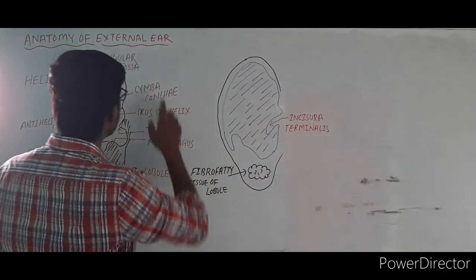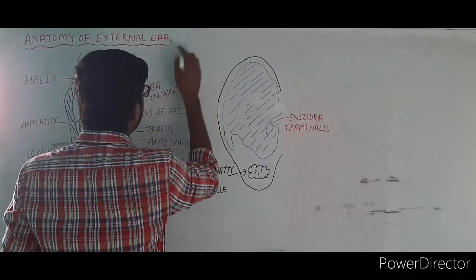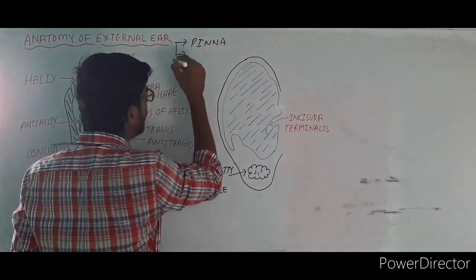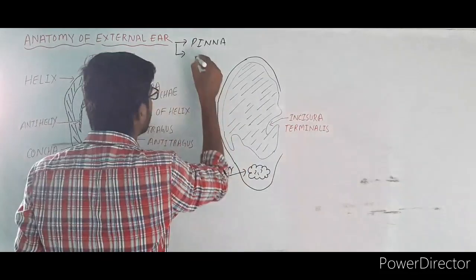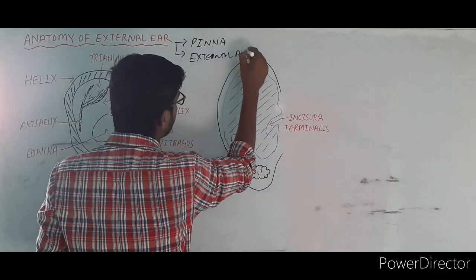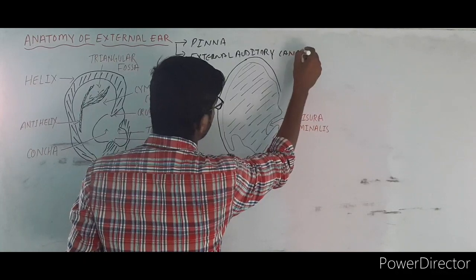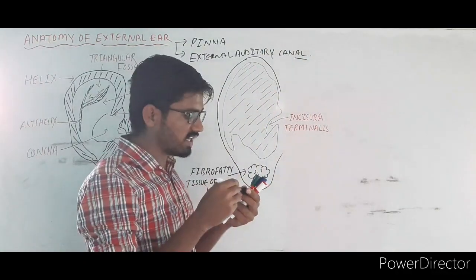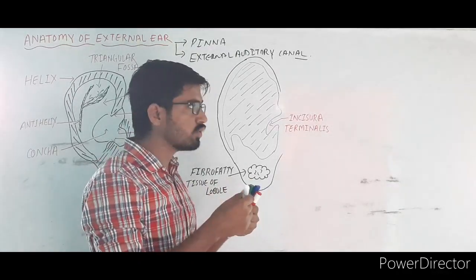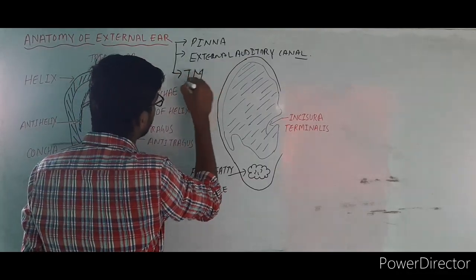So this is the external ear. The external ear consists of the pinna and the external auditory canal. Now the tympanic membrane, this tympanic membrane forms the lateral wall of the middle ear. In this video we will also cover the tympanic membrane.